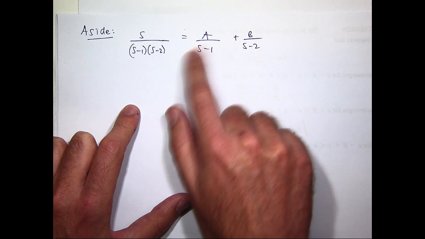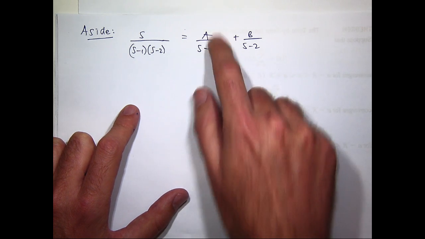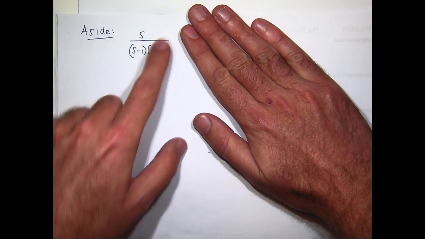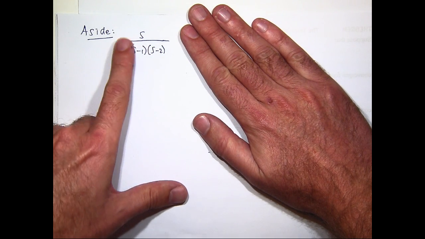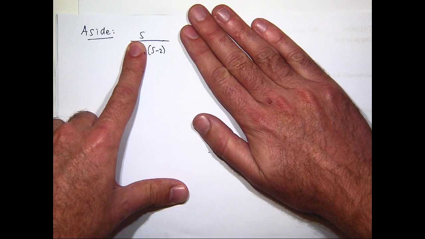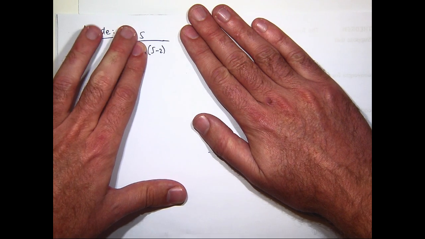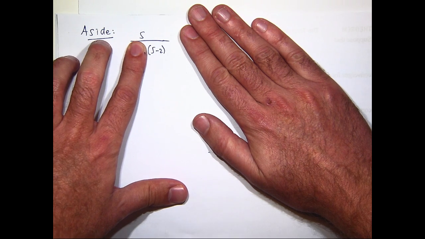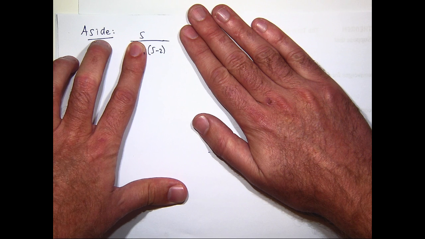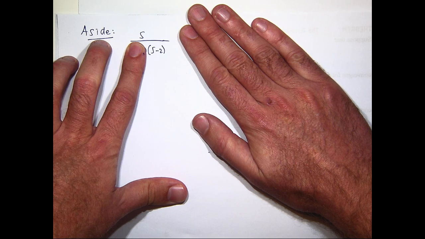Okay? So you look down here. Let's say I want to calculate A. A lies above s minus 1. So I go over to my left-hand side. I cover up s minus 1 and plug in s equals 1. Okay? So if s equals 1, I've got 1 on the top and minus 1 on the bottom. So what will A be? Minus 1. Okay? Pretty good, huh?